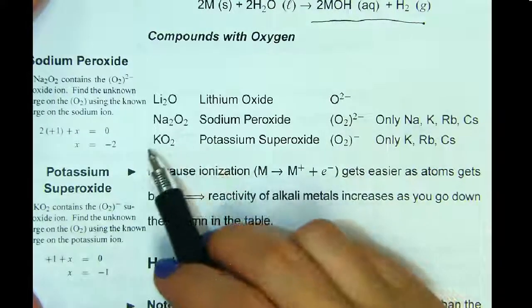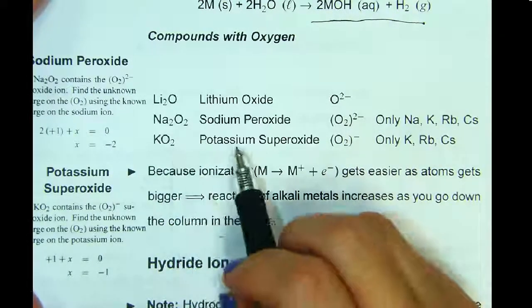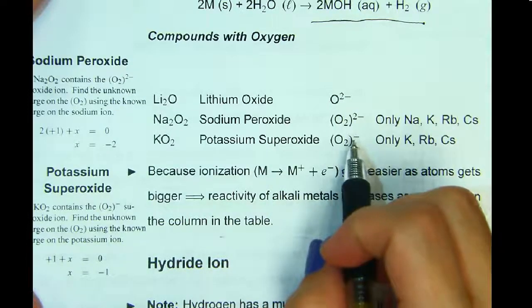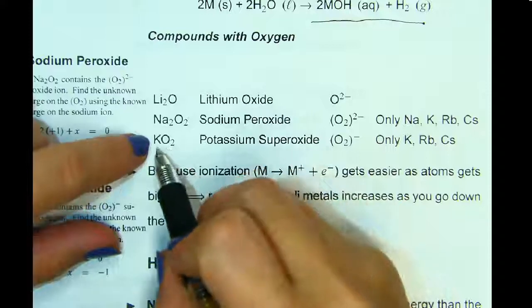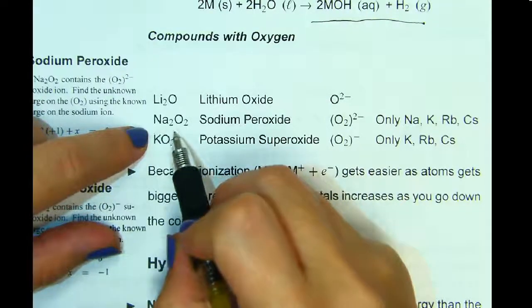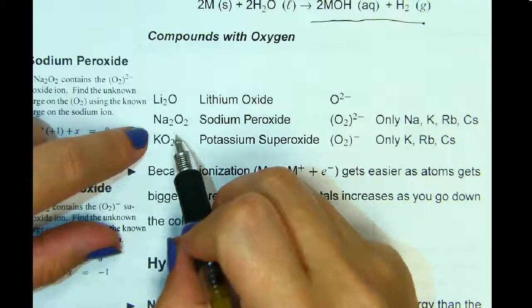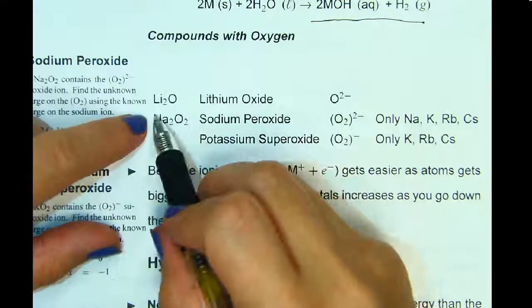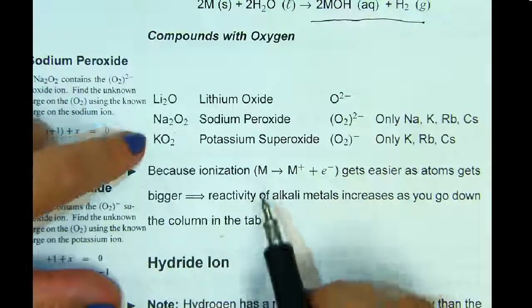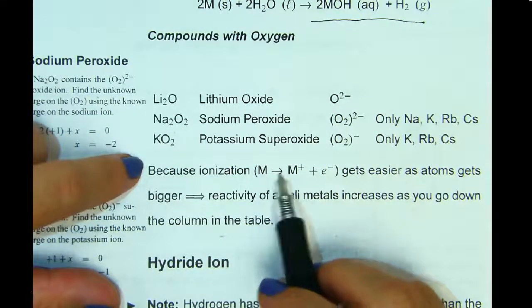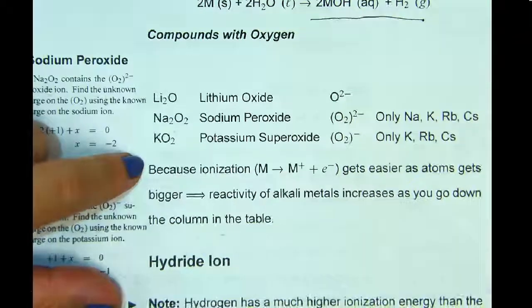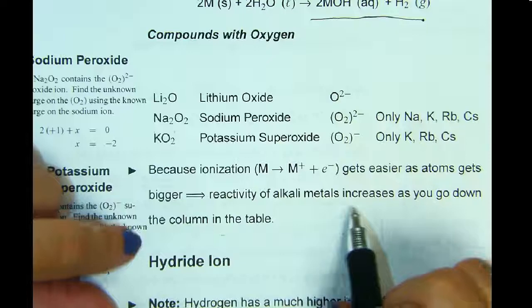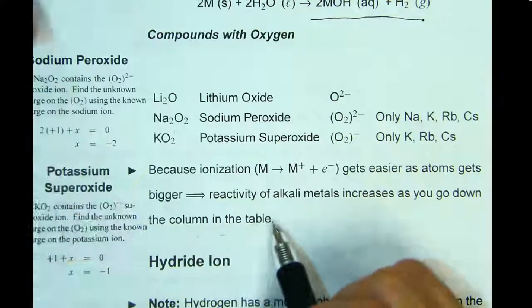And then we have here the KO2, and this is potassium superoxide, an O2 with a -1 charge. We know this because this is a +1, so to balance that, this must have been a -1, and that's why we don't have a 2 here. Here, that had a -2 versus +1, so that's why there is a 2 here. Because ionization, M goes to M plus, and we lose an electron, gets easier as atoms get bigger, reactivity of alkali metals increases as you go down the column in the periodic table.